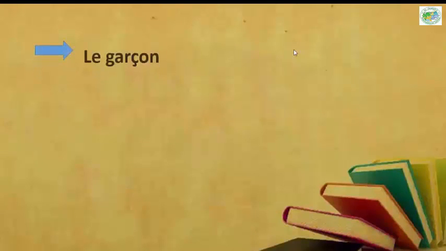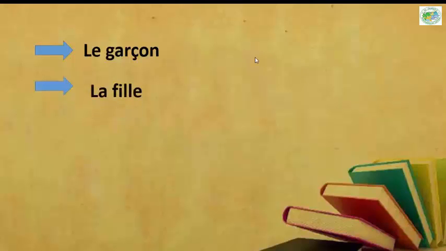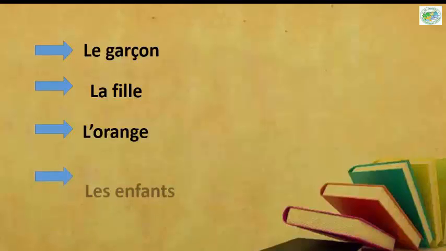Par exemple, le garçon, ça veut dire the boy. La fille, the girl. So when you translate le and la into the. L'apostrophe, l'orange, it's a singular word, starts with a vowel. And all plural nouns, we use les for it as an article défini. Les enfants, the children. Okay?